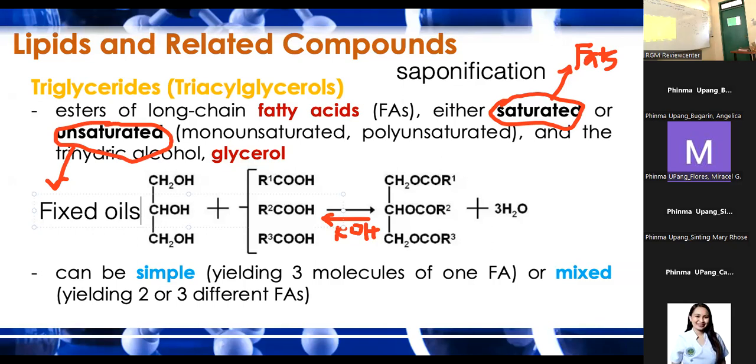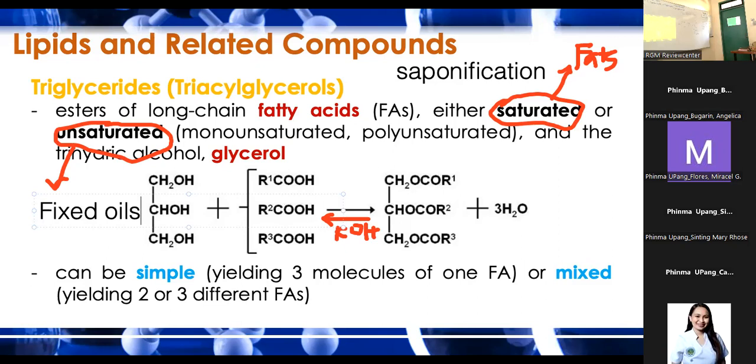So ngayon, pag-usapan natin ng maigi yung fats and fixed oils. What do we know about these triglycerides? So fats are made up of usually saturated fatty acids. They are solid at room temperature. Remember that it is a property of your saturated fatty acids na they are solid at room temperature.